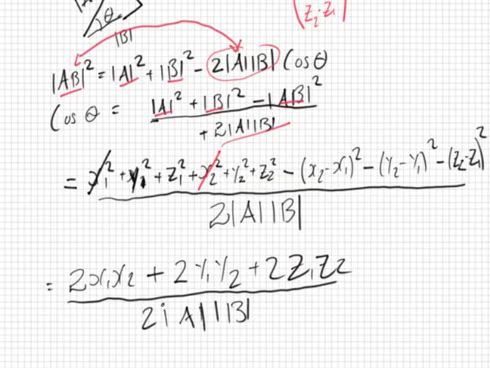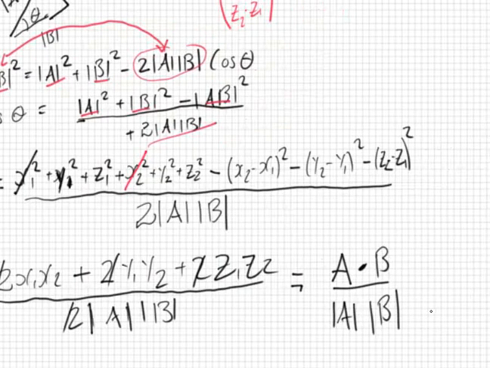But what's in common to everything? 2. And does the top line look familiar? x1 x2 plus y1 y2 plus z1 z2. What is it? It's the dot product. So on the top it becomes A dot B, and on the bottom you get magnitude A, magnitude B.